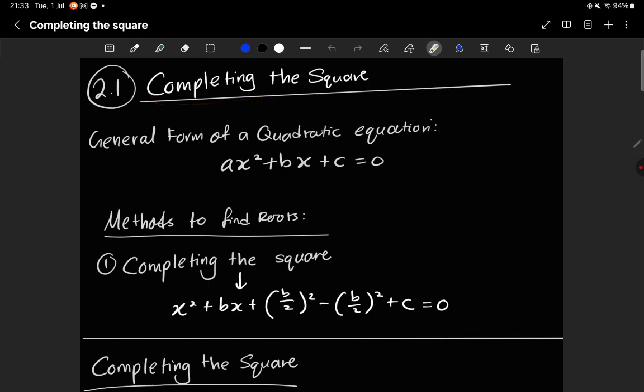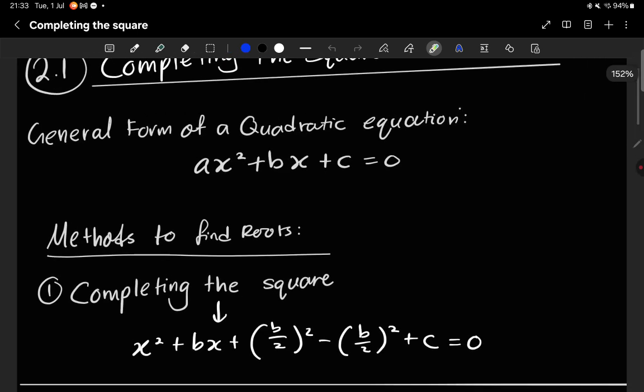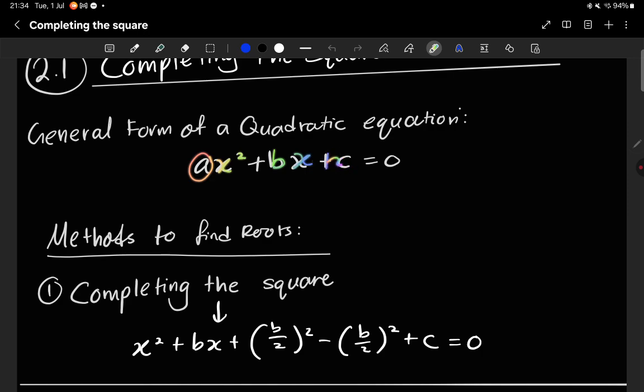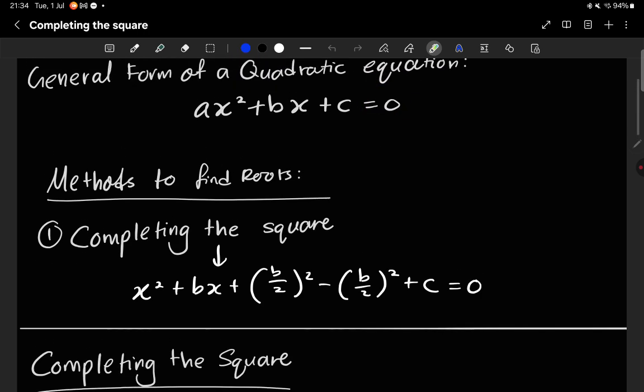Okay, now before we jump into that, let's briefly and generally understand the general form of a quadratic equation. So in a quadratic equation, this is the general form of it, where you'll have the a coefficient, b, and c coefficient. So the a coefficient will be in front of the x squared, and the b will be in front of the x, and then you'll have c equal to 0. And remember, this is an equation. That's why it's equal to 0. Okay? Alright, so let's jump into it.